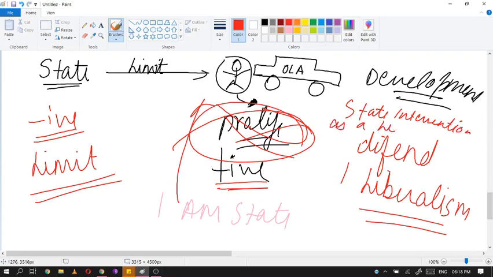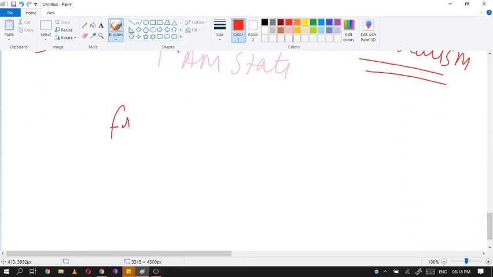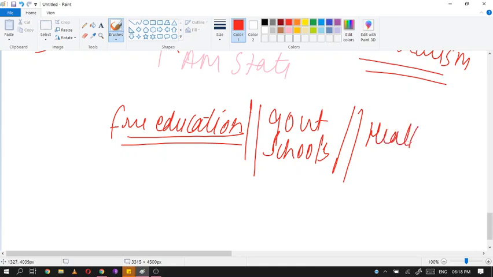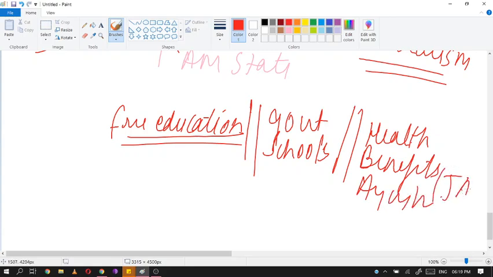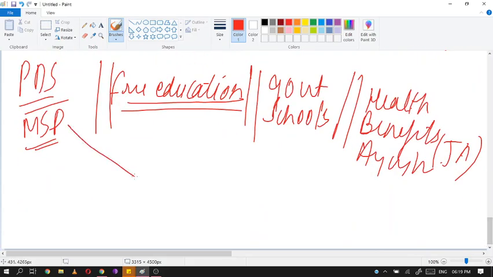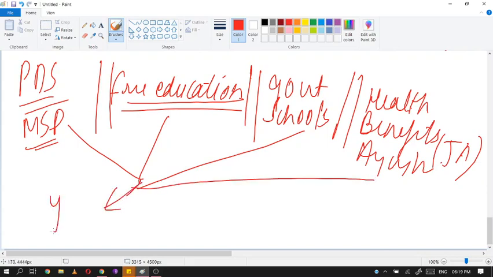as a limiting unit or limiting entity process. When state is intervening, let's say, to provide free education in India, free education कहीं तो पहुंचाती होगी, and let's say government schools, let's say health benefits, आयुष, जन आरोग्य, or let's say public distribution system, or let's say minimum support price. Are these not state intervention? Yes, they are state intervention.